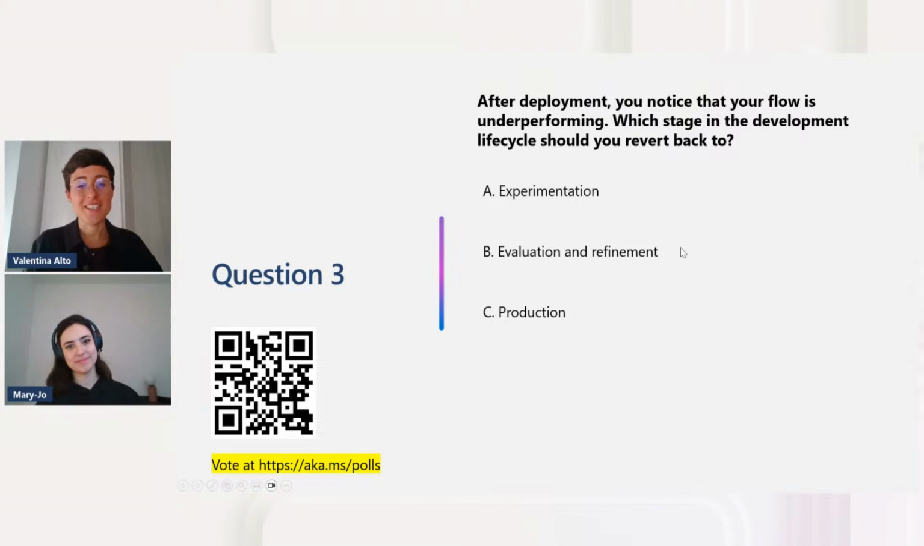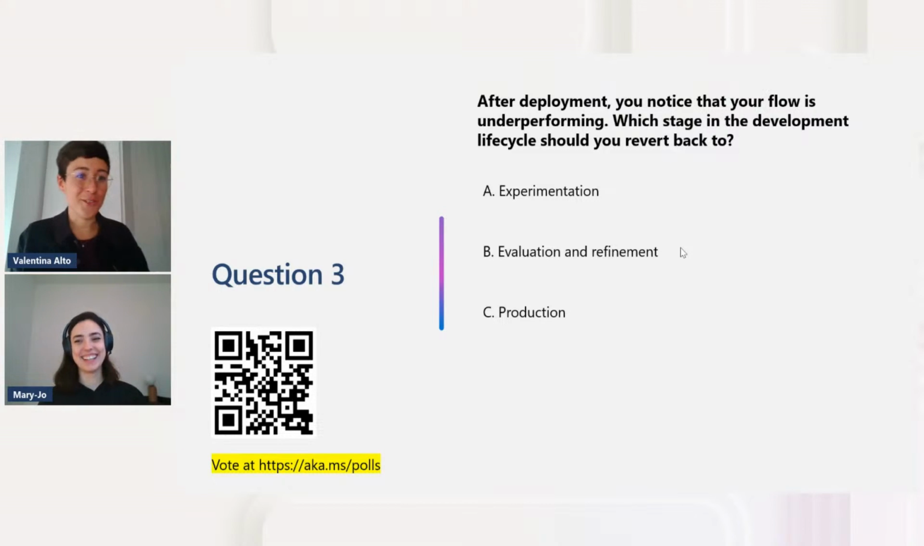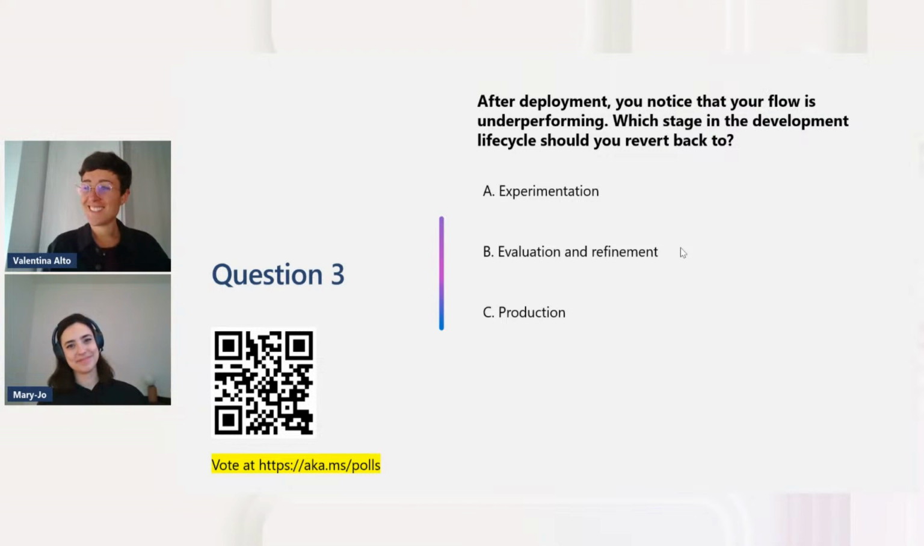Someone is saying A, experimentation. Someone very specific: experiment with small data sets. Very good. Someone remembered. This was a bonus. We don't have any gadget, but definitely you wanted bonus points. Okay, let's see it.